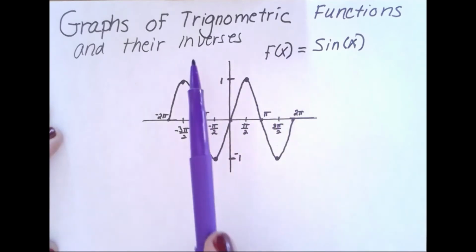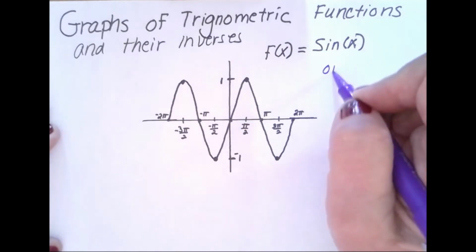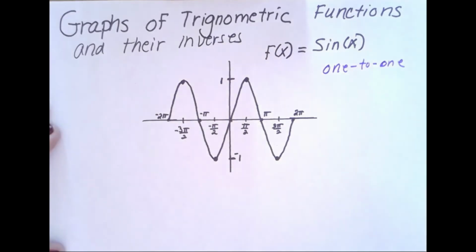Now I'm interested in what is the inverse of this function. Well, if we recall our studies about inverses, we know that an inverse and its function are reflections over y is equal to x. We also know that the x's and the y's are interchanged, and we know that it must also be 1-to-1. Well, 1-to-1 means that it must also pass the horizontal line test.